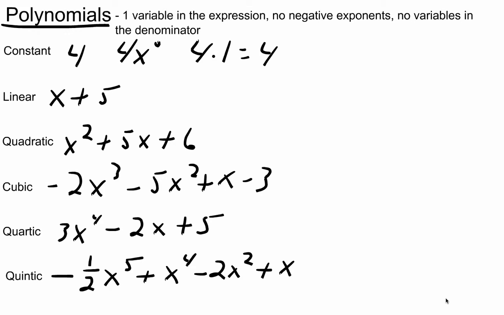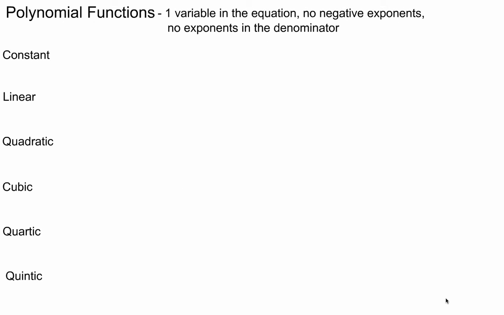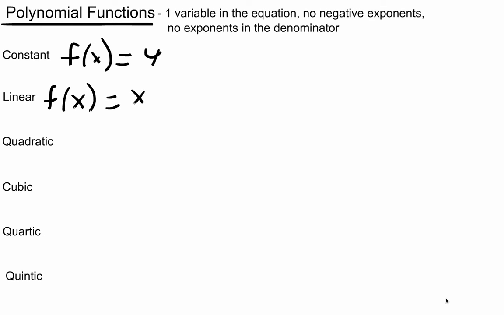And I'll show you on the next slide what all those look like if we were to graph them. Alright, so the difference between polynomials and polynomial functions is that polynomial functions just have an f of x in front of them. So we'd have f of x equals 4, f of x equals x plus 5, f of x equals x squared plus 5x plus 6, and so on.